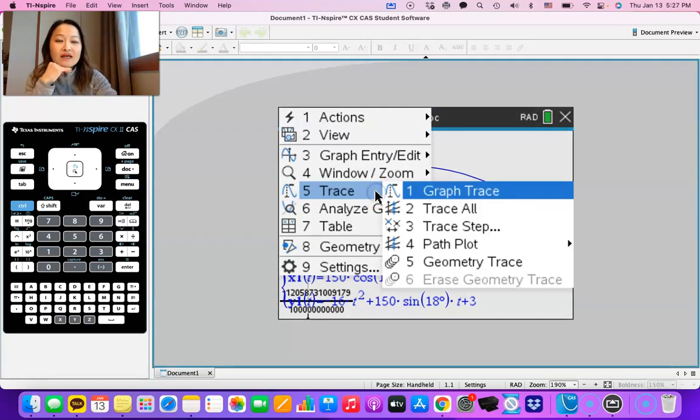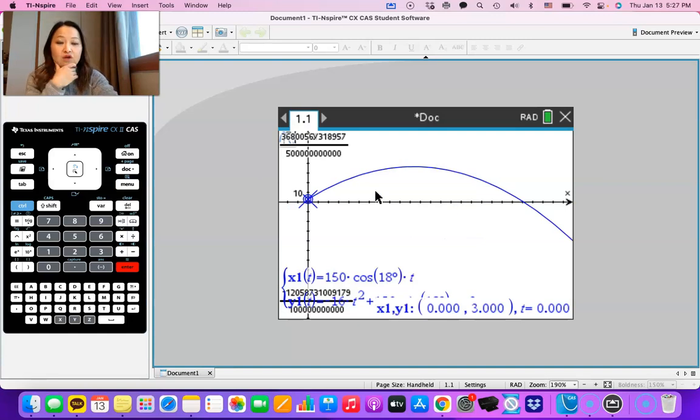Menu, trace, and I'm going to trace graph. I'm going to trace this graph. Watch my x sub 1 and y sub 1. Remember, x sub 1 tells me how much it's traveled left to right, in this case only to the right, towards the 400 feet that we have to clear. And the height we're looking for is 20 feet. Did it go over 20 feet?